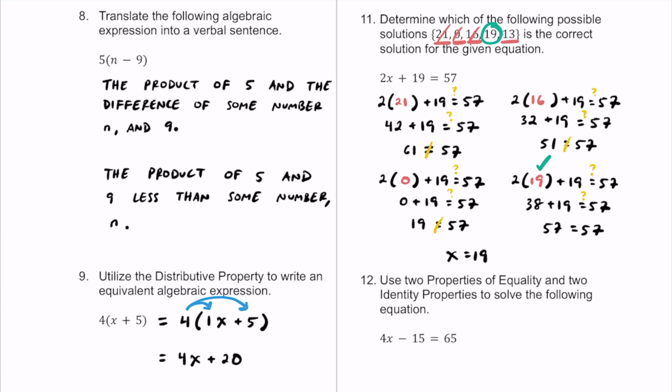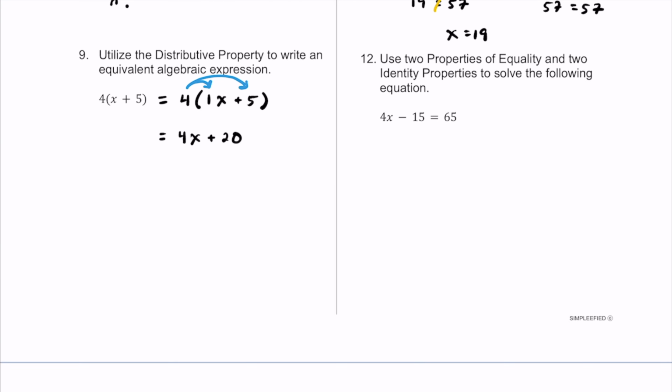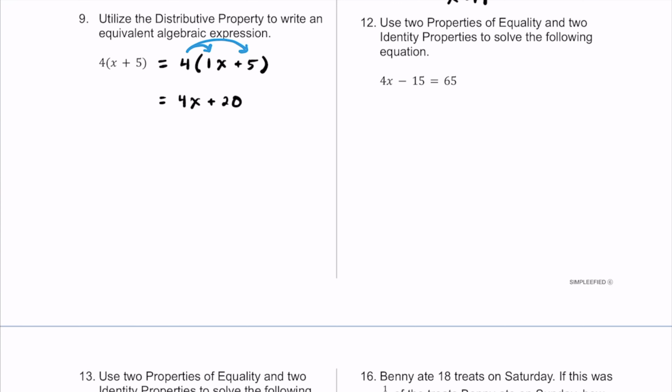That being said, we know 13 is also not the solution. Okay, so there's got to be more efficient ways of solving equations. You could guess and check, obviously, like we just did here, and that's what number 12 is all about. We're going to go ahead and use 2 properties of equality and 2 identity properties to solve the following equation. So I'm just going to go ahead and copy down the equation of 4x minus 15 is equal to 65.